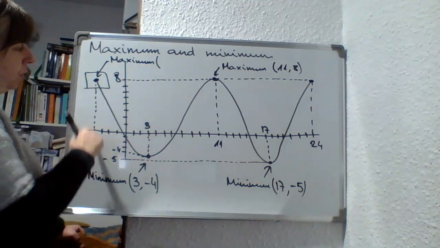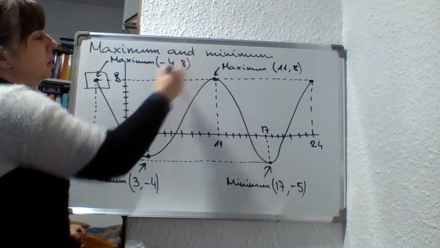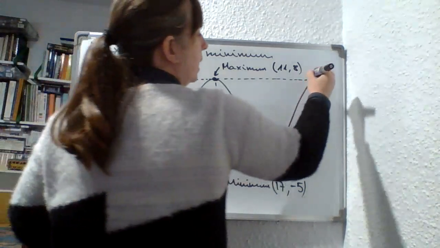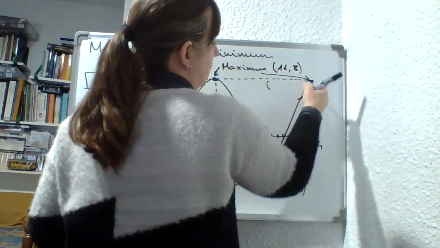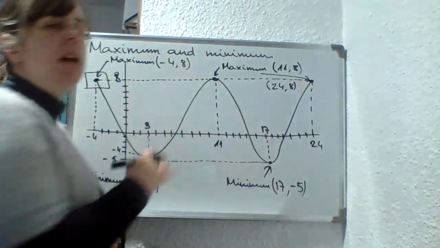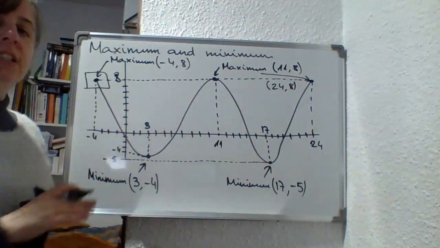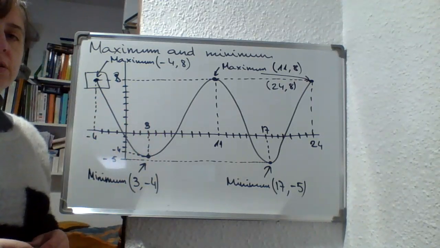in minus 4, 8, and here again I have a maximum, but now the point is 24, 8. The 8 is 8 because I draw this way. It's not necessary for all the maximums to have the same value of the function.